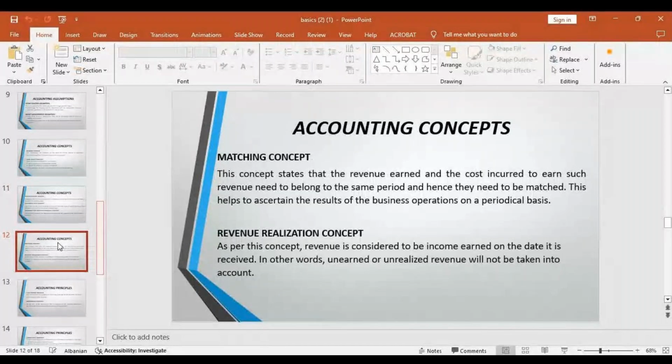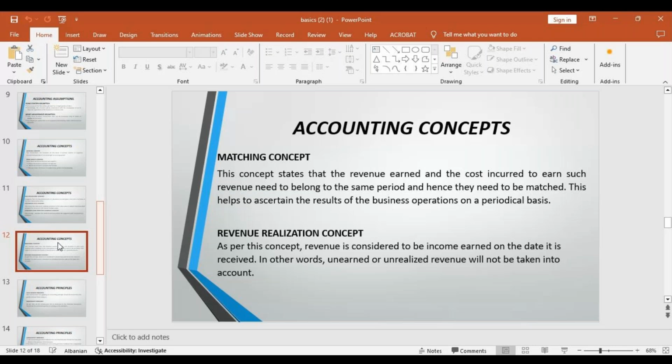Next is the matching concept. This concept states that the revenue earned and the expenses incurred to earn such revenue need to belong to the same period. This is basically in the financial year. So both, whatever you have earned and whatever you are showing, must be in the same period. Like if you are taking a check and submitting it today, that must be in that financial year only. So whatever you have earned, sold or purchased will be in the same financial year. Then you will show that in the carrying forward. But basically, this is what the concept says. So you earn revenue and show from where you have earned the revenue.